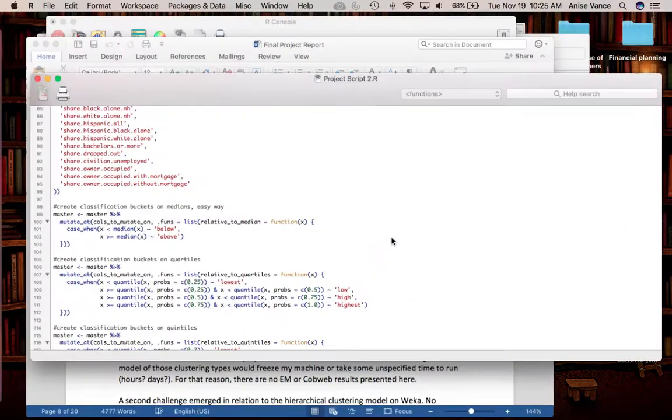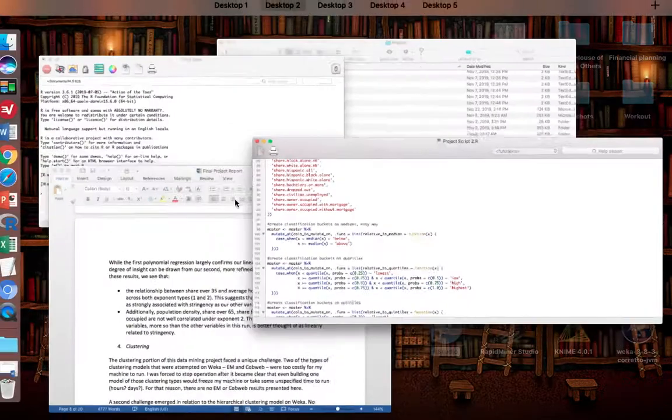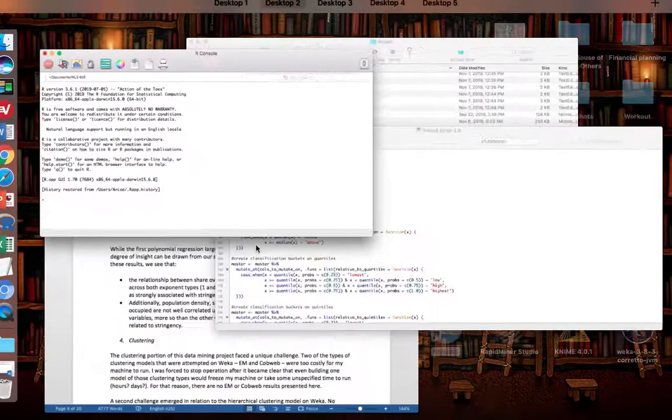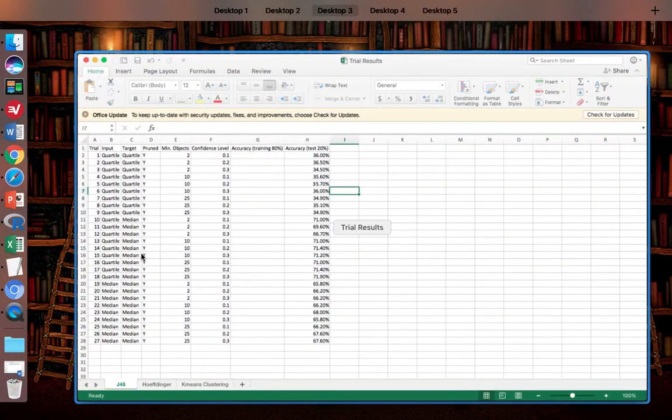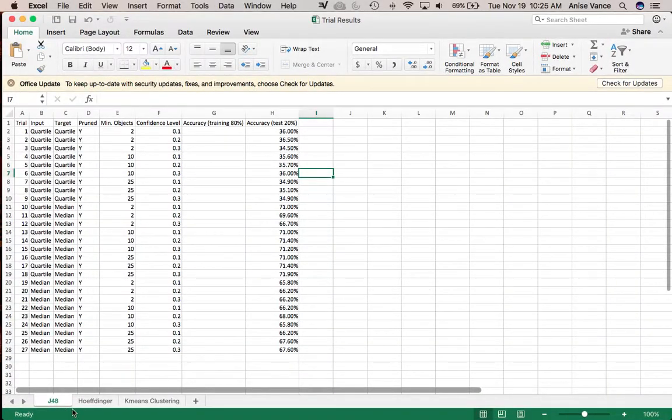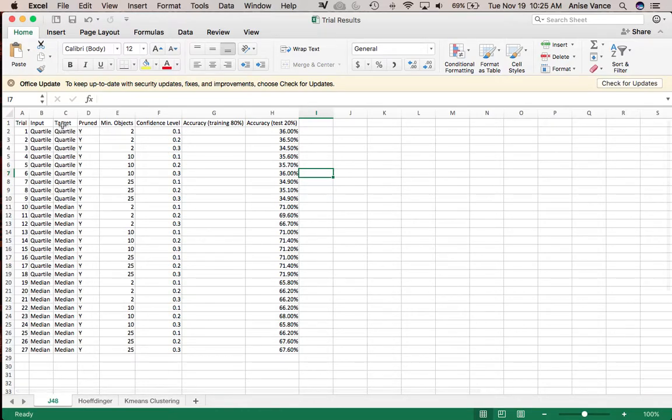The first type of analysis I used was just decision trees, and let me take us over to the results of those decision trees in Weka. So I did J48 and Hoeffding. Here are the J48 results. As you can see over here are my inputs. My inputs are those variables that I just showed in quartile form and then in median form. My targets I had in quartile form and then in median form.